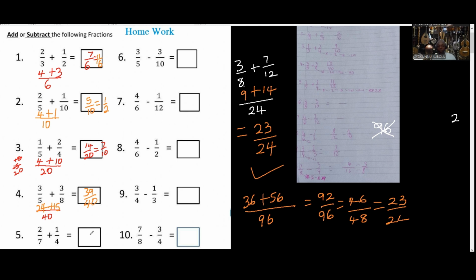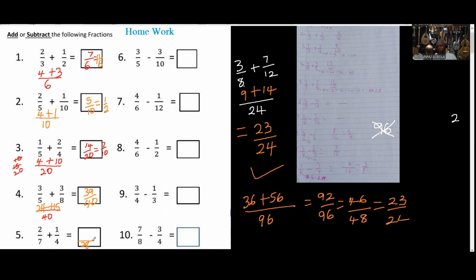Then the next one, 7 and 4. If we say 7 times 4, that would be 28. But we will not need to use 28. Let's just check multiples of 7. The next multiple is 14, right? Okay, we'll still need to use 28 because 14 cannot work. And 21 will not work, it's not a multiple of 4, so that will be 28, okay?